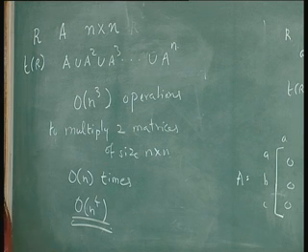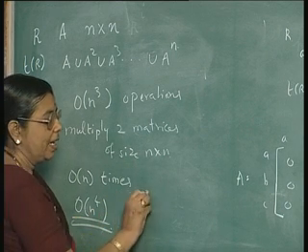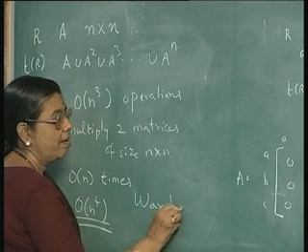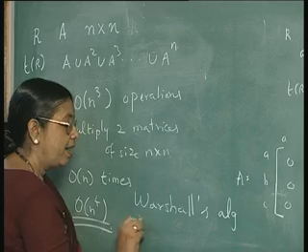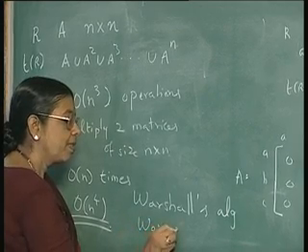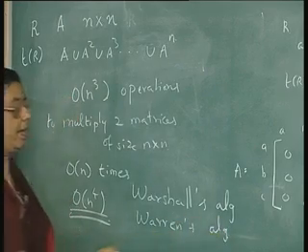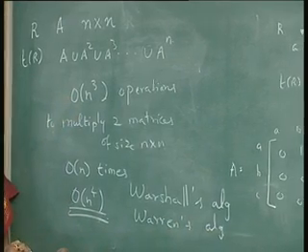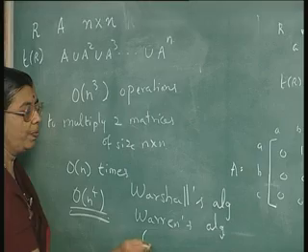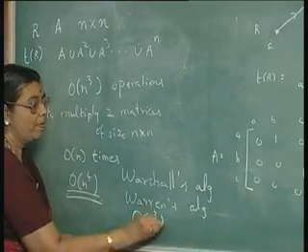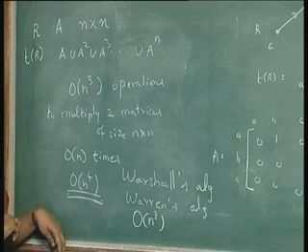There are very good algorithms to find the transitive closure, like Warshall's algorithm and Warren's algorithm. Maybe we will consider them later. They are very efficient algorithms for calculating the transitive closure. They are very simple also. They take only order n cubed time to find the transitive closure.